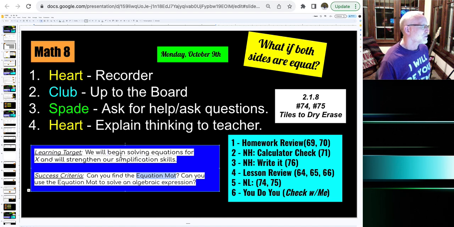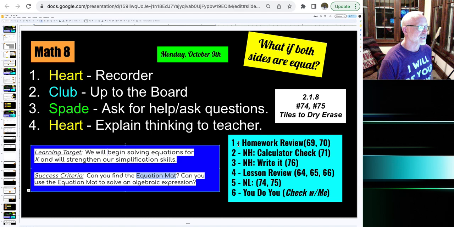Our learning target today is we will begin solving equations for x as a variable, and we'll strengthen our simplification skills. Then the success criteria for you today is number one, can you find the equation mat? And number two, can you use the equation mat to solve an algebraic expression?